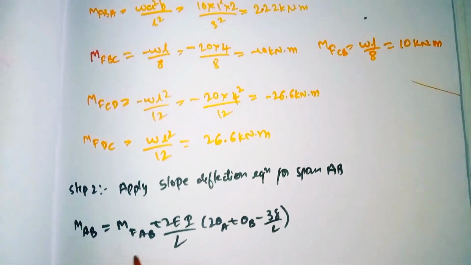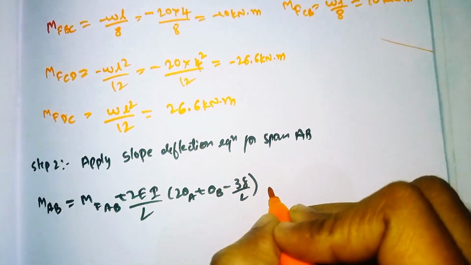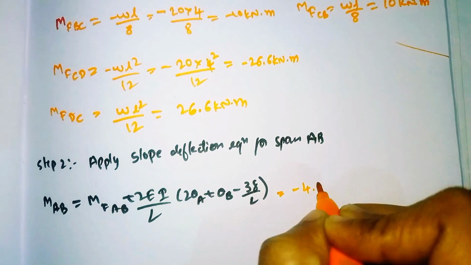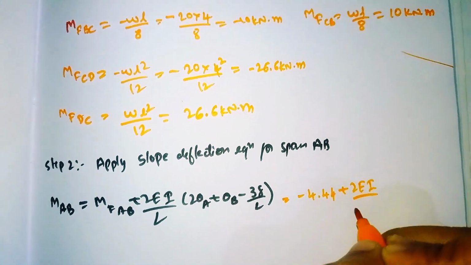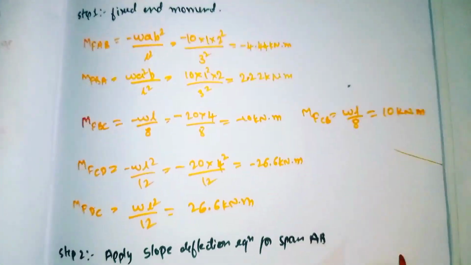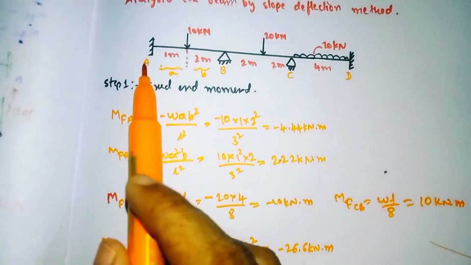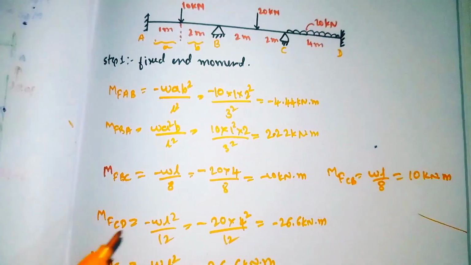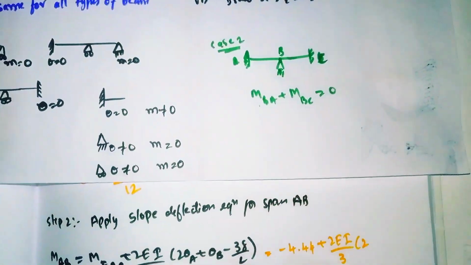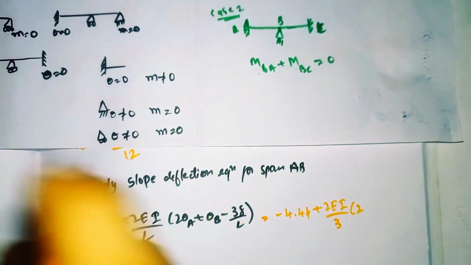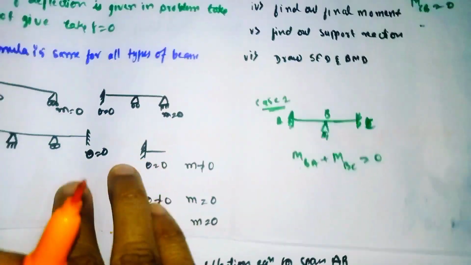Now our MFAB we got was minus 4.44. So substitute minus 4.44 plus 2 EI; EI is constant, the value is not given. L is 3 meter. And 2 into theta A: A is the fixed end. At the fixed end our slope is 0, so as I told you, at fixed end theta is 0. So here 2 into 0 becomes 0, and plus theta B.